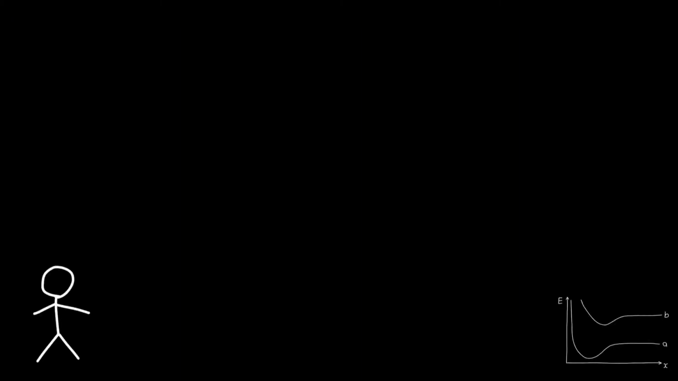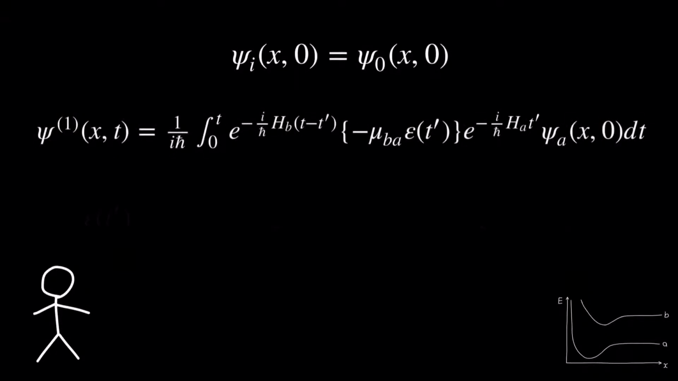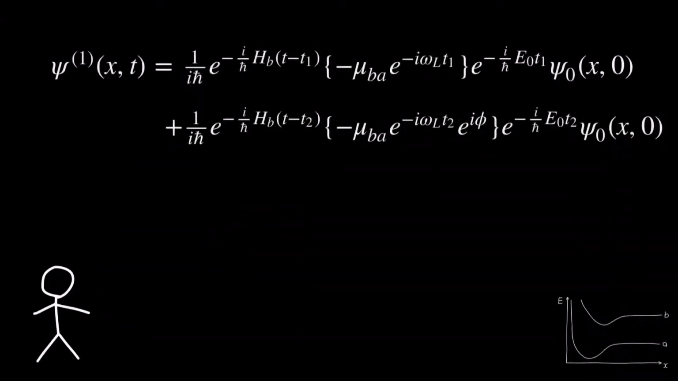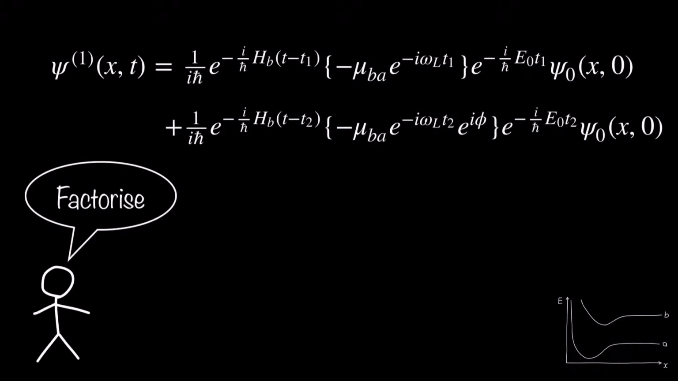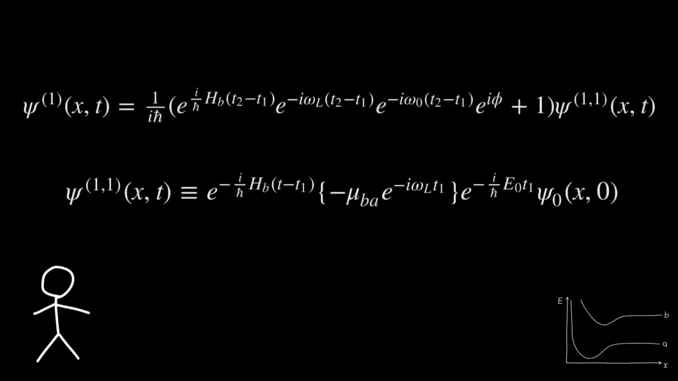Let's assume that our initial wave function starts from the ground vibrational state of the bottom level. Using the same first-order equation from perturbation theory and substituting in our two delta function form of the electric field, we obtain this. Let's factorize this equation into a nice form. Here we have defined a new term. When read from right to left, we see that this new term is the excited amplitude from the first pulse evolving on the excited potential energy curve.